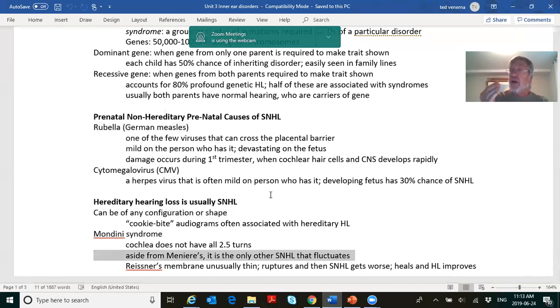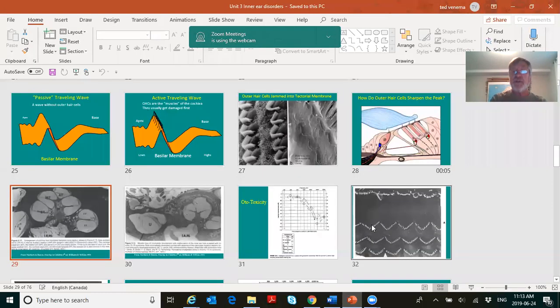Okay? Conductive hearing loss, you can improve things back to normal. Sensory neural, you can't. That's why you and I are in this program. You can only fit hearing aids. Okay? Sensory neural loss can get worse and worse, but it can never get better, except if you've got Meniere's, which we'll talk about next week, or if you have Mondini. And now Mondini syndrome. Let's look at a picture of Mondini syndrome.